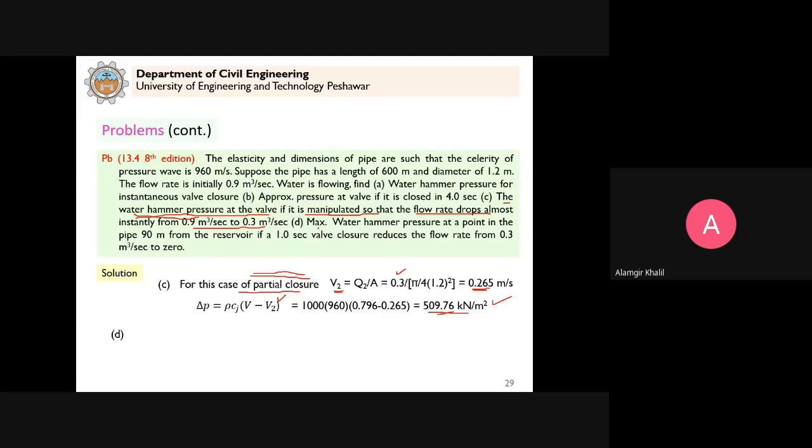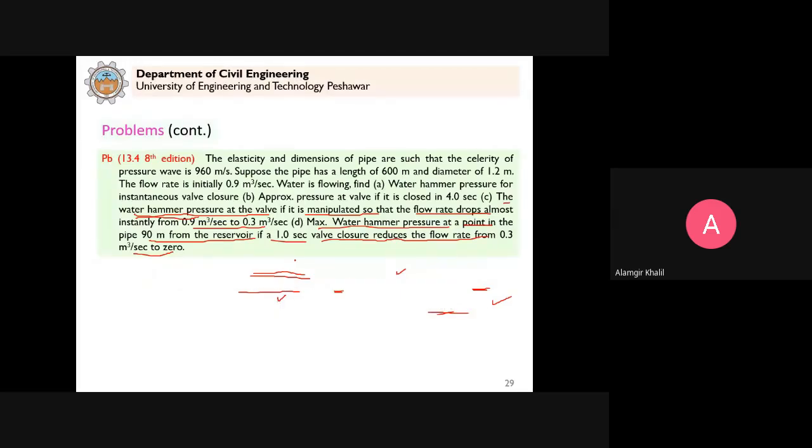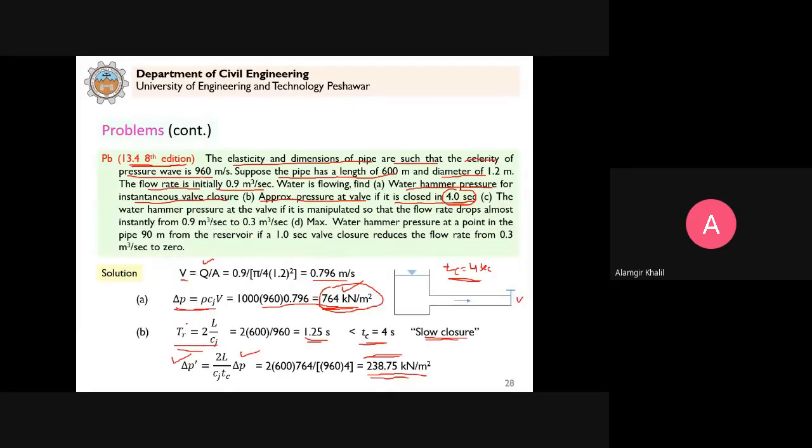And for D, maximum water hammer pressure at point in the pipe 90 meter from the reservoir, if a 1 second valve closure reduces the flow rate from 0.3 to 0. So now you close the valve in 1 second. What is that? What is the time of return trip? 1.25. And now you close the valve in 1 second. So what is that? Rapid closure. Clear?